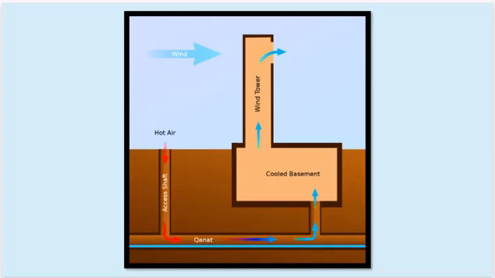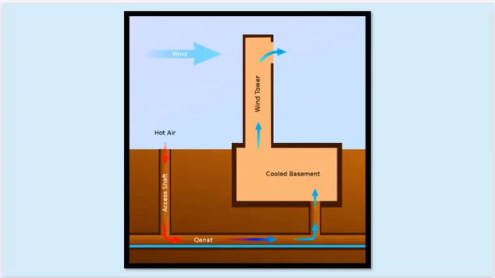The image depicts a qanat system, a traditional Persian irrigation system adapted for cooling in hot climates. The process begins with wind entering the wind tower, drawing hot air upwards through an access shaft. This creates a low-pressure zone in the cooled basement, causing cooler air from the underground qanat to rise and replace the hot air.